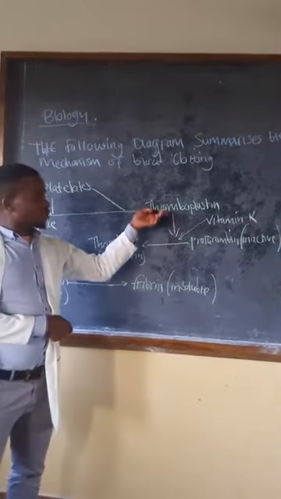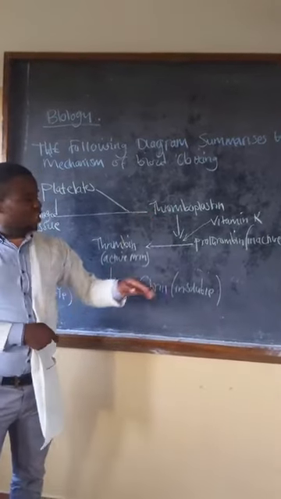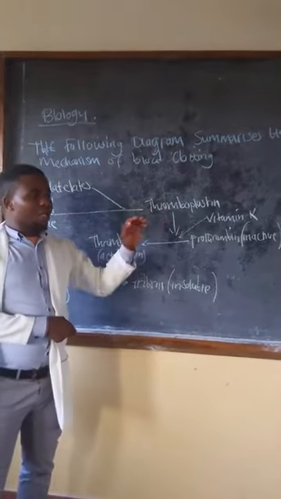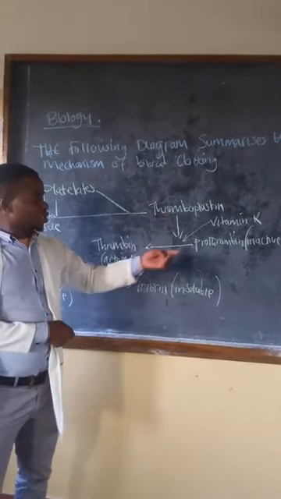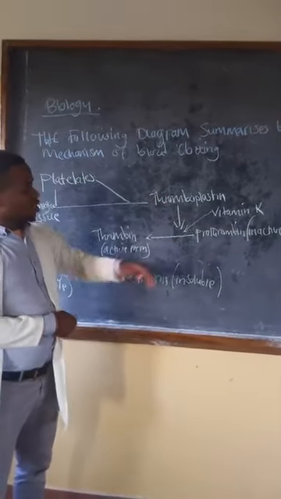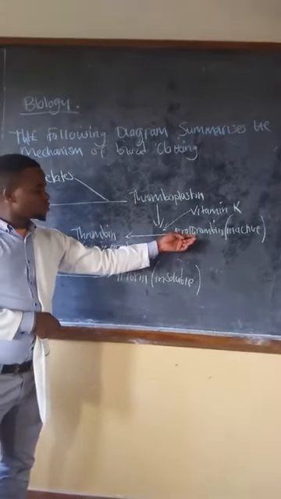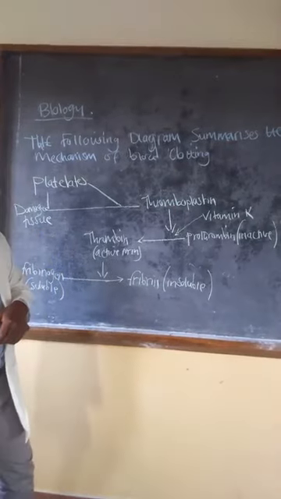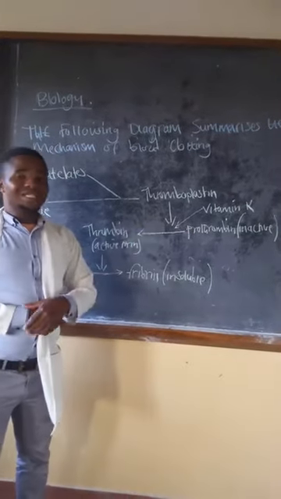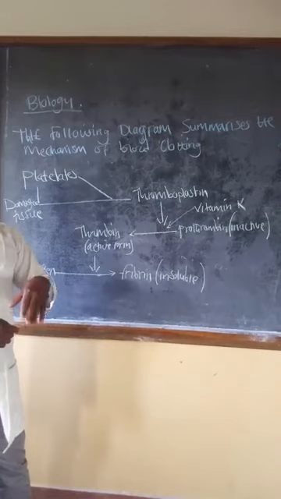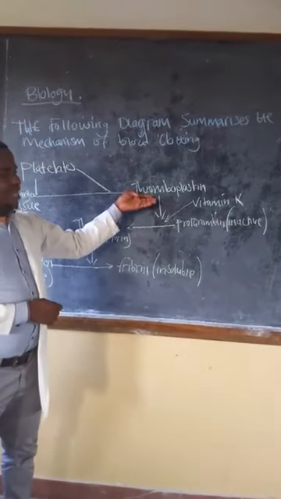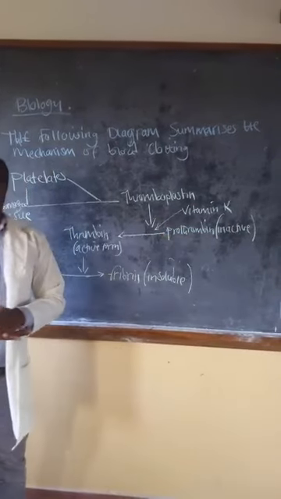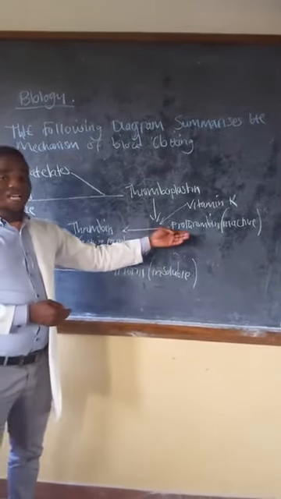This thromboplastin enzyme, or protease enzyme, will act on a plasma protein. The plasma protein this enzyme acts on is called what? Prothrombin. Now, this prothrombin is in an inactive form, meaning that it is not active. So when this enzyme acts on this prothrombin, it will be activated.